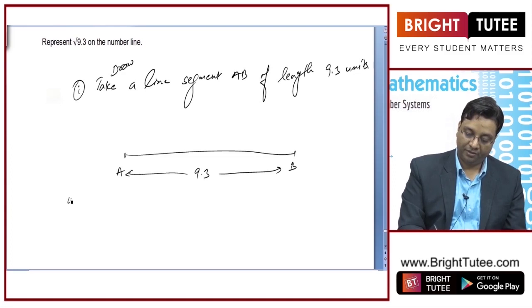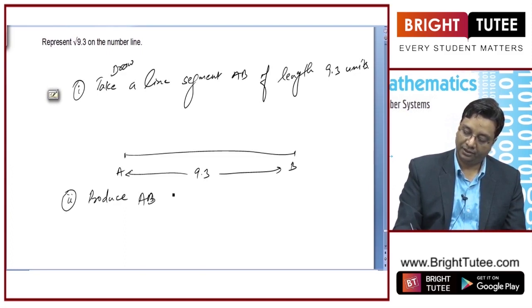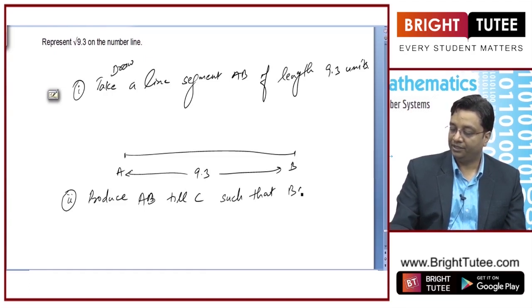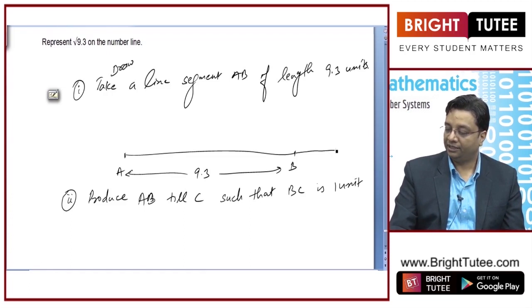Okay, now produce AB till C, such that BC is 1 unit length. So I extend it till C and this is 1 unit.